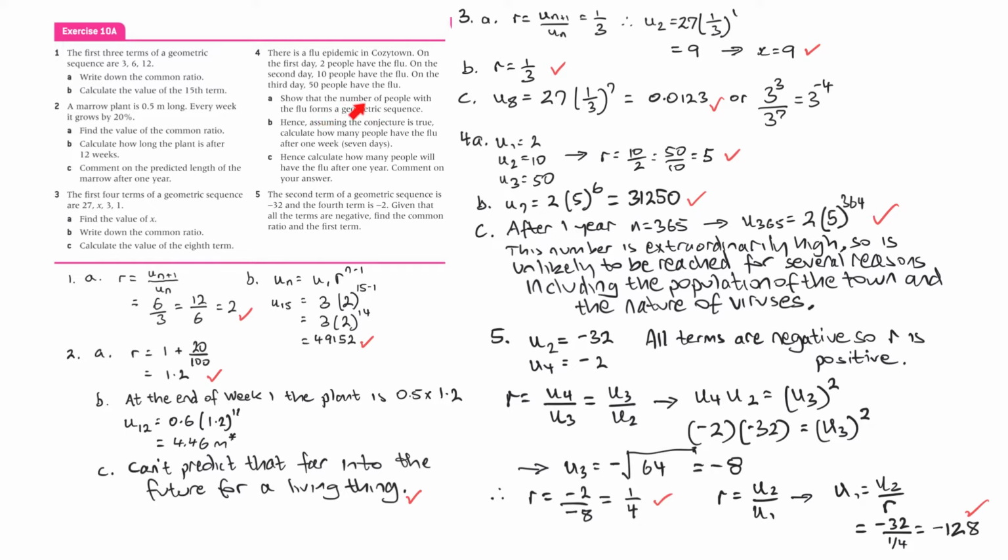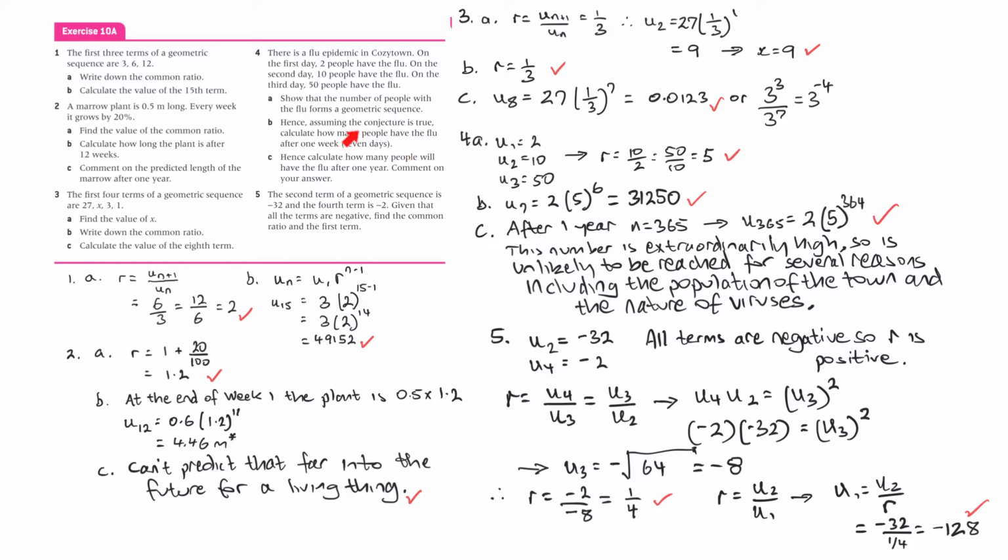Okay, so the first term on the first day is 2, so U1 is 2. On the second day, it's 10. And on the third day, it's 50. Well, for this to be geometric, we said that 10 over 2 must equal 50 over 10. And that's true, they both equal 5. So it's geometric.